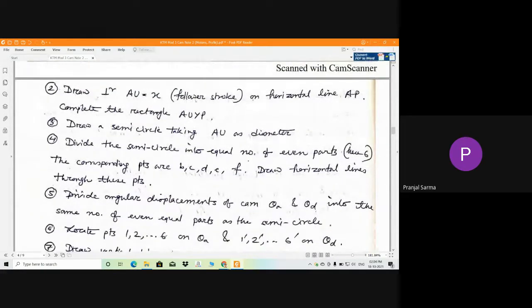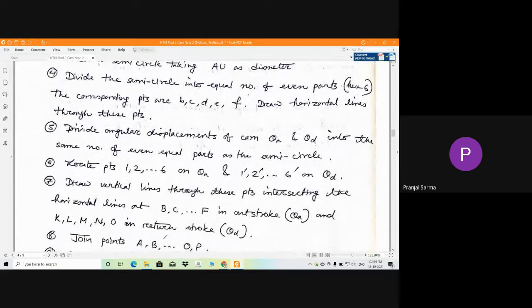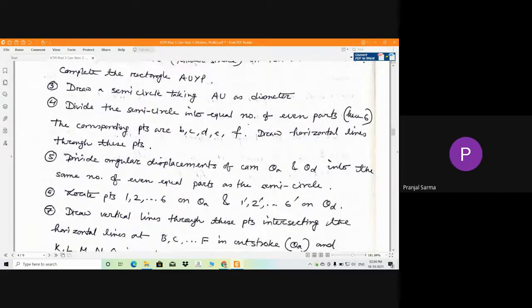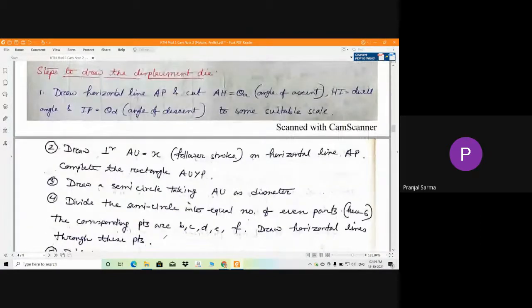Yes or no? Yes, sir. Okay. So if you have got your geometric instruments, you can do alongside. Okay. So now what we will do?